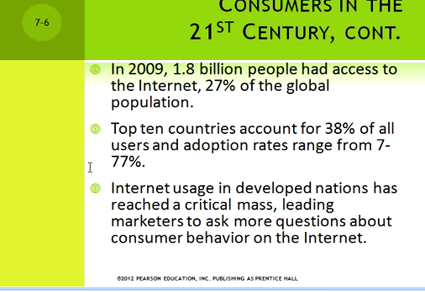In 2009, 1.8 billion people had access to the internet, which is still only 27% of the global population. That gives you an idea that the rest of the population still does not have access to the internet. The top 10 countries account for 38% of all the users, and the adoption rate ranges from 7 to 77%. Now, this of course differs from country to country when we say adoption rate. In some countries, the penetration of the internet is very low, but in others, it is much higher.